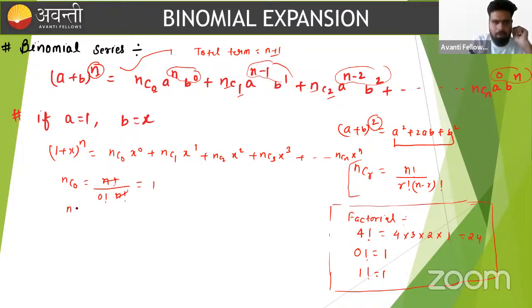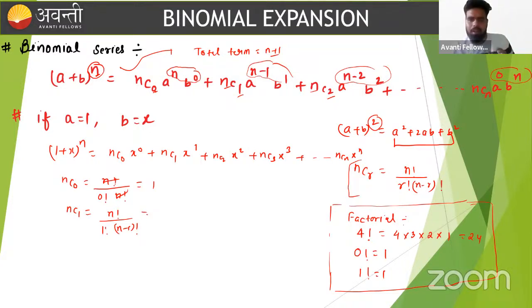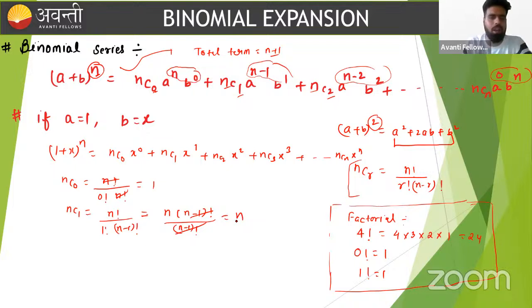In a similar manner, if you want to write nC1, that is n factorial over 1 factorial and (n minus 1) factorial. Then we have to break the number with the greater magnitude so that we can cancel it out with the smaller one. So n can be written as n into (n minus 1) factorial, and 1 factorial we already know is 1, so this equals (n minus 1) factorial. Then this will cancel out and we will get n.